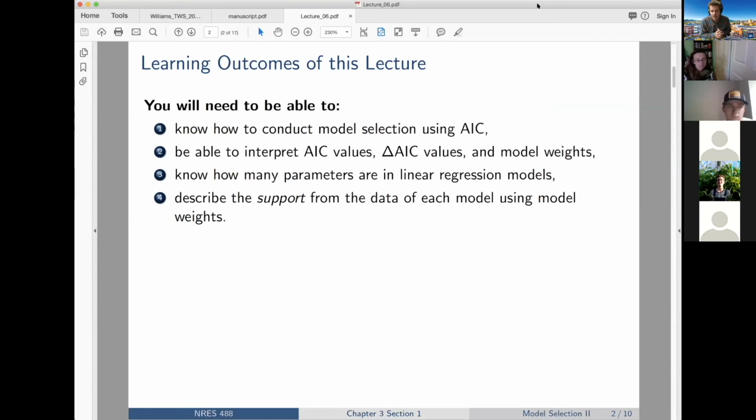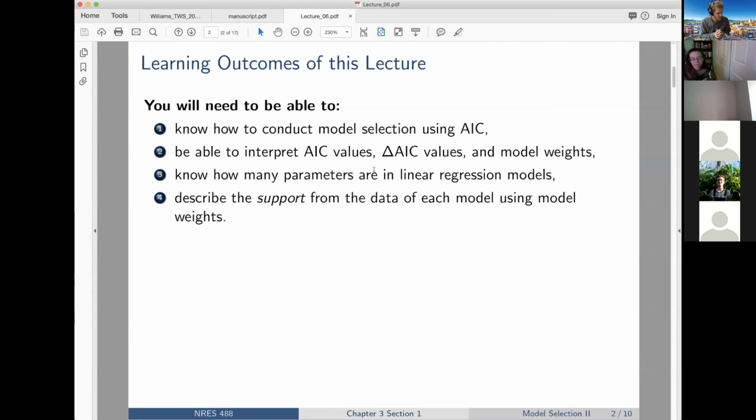All right, so the other learning objective is we want to be able to interpret what AIC values are, what delta AIC values are. This triangle here is a capital delta symbol. Delta AIC values and model weights. We want to be able to figure out how many parameters there are in linear regression models. Basically, we count up the betas and then we add one for the sigma squared. And then we want to describe the support from the data for each model by using model weights.